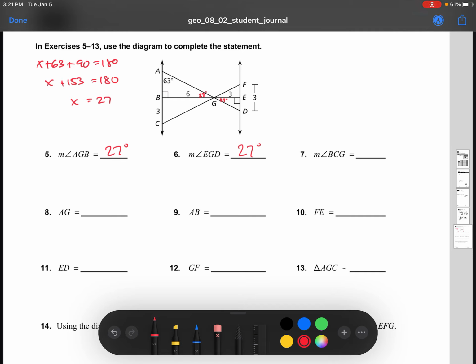All right, next we want to find the measure of angle BCG. So BCG is that angle right there. Because this triangle I'm assuming is similar to this triangle, I'm going to record that as 63 degrees.